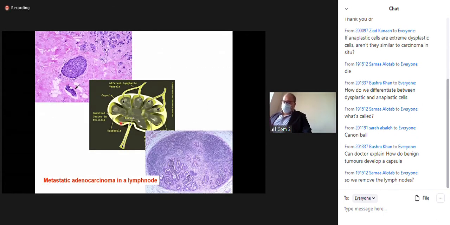Here's an example of that. So, the afferent lymphatics bringing it in, the first area that's going to be affected in the lymph node is going to be the subcapsular region. This is the first area right here.